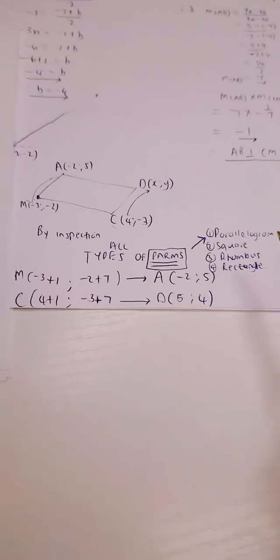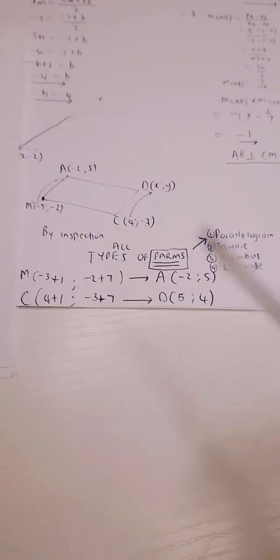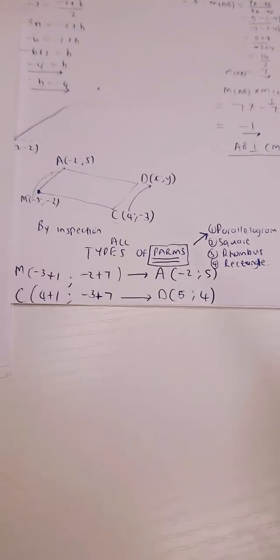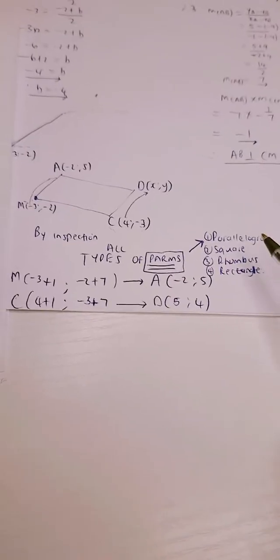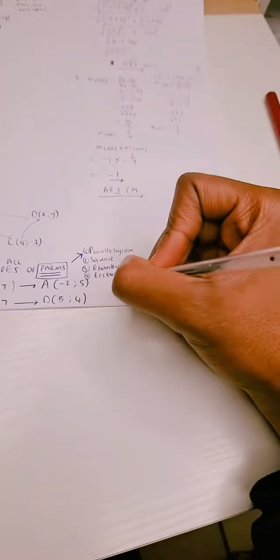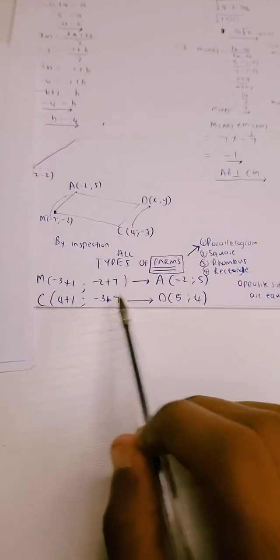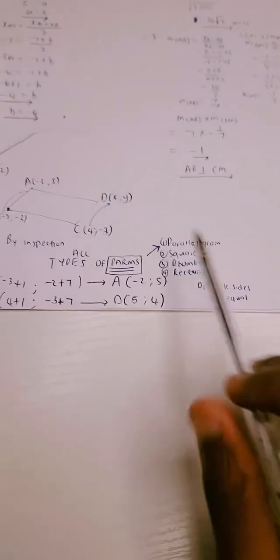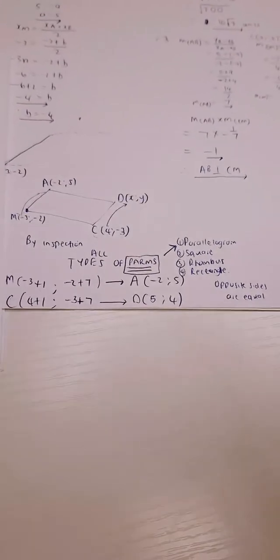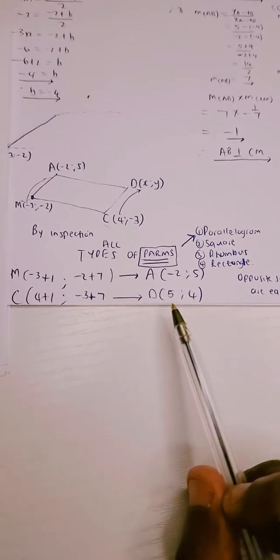Why does it apply? It's because all types of parallelograms have this common property, and that is opposite sides are equal. That is why this method works. Both pairs of opposite sides are what? Are equal. That is why this method works here.